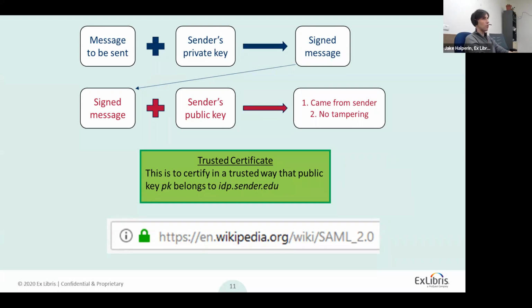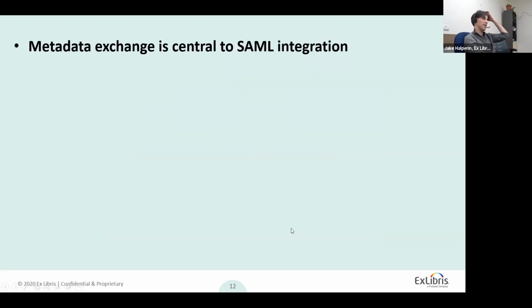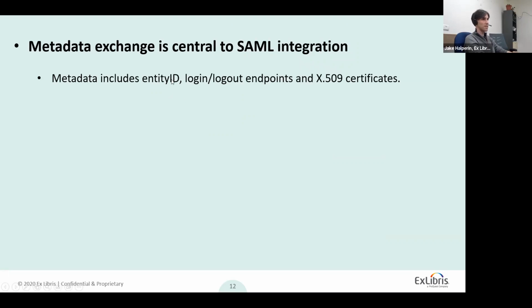So what all of this means is that setting up the SAML integration relies on exchanging metadata. And the metadata includes what I called the entity ID, which is a globally unique identifier for each entity, whether it's the SP or the IDP, the URLs that these SAML messages need to be sent to, and the certificates.